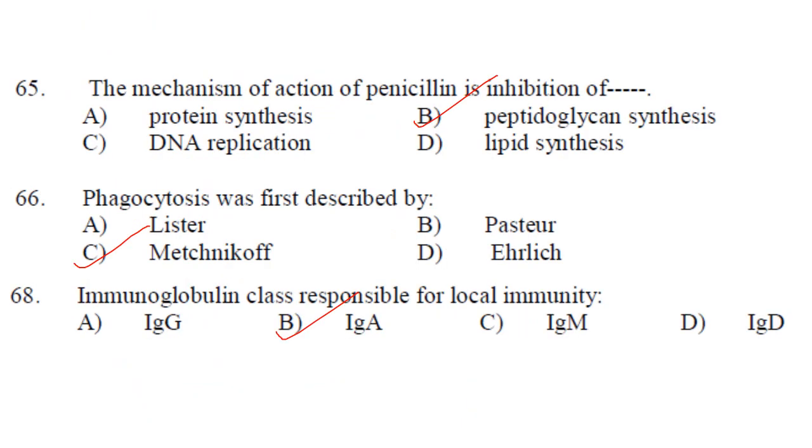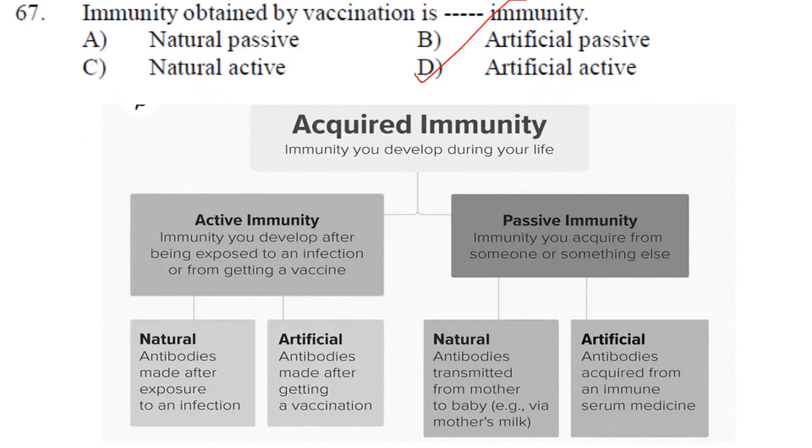The mechanism of action of penicillin is inhibition of peptidoglycan synthesis. Answer is option B. Phagocytosis was first described by Metchnikoff. Answer is option C. Immunoglobulin class responsible for local immunity is IgA. Secretory IgA you can find on mucosal surfaces of humans and many other mammals. So it is responsible for local immunity.